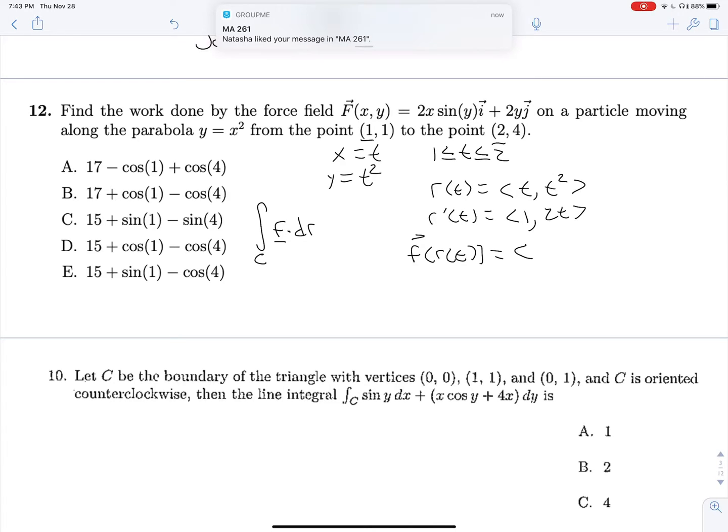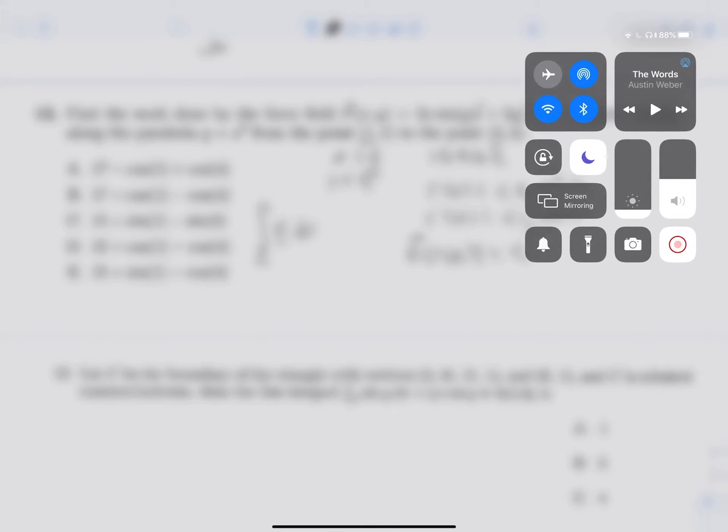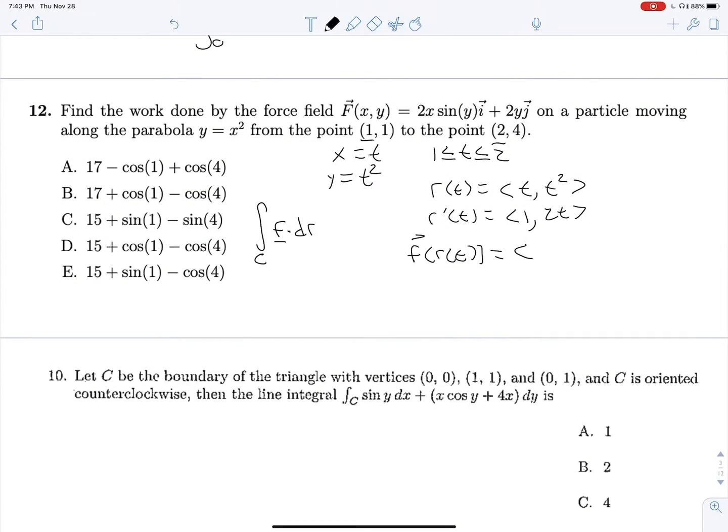which is going to give us, there we go. Our f of r of t, we're going to get 2x sine y as our first component, where x is t, so 2t sine of t squared. And then our second component is just 2y, so 2t squared.